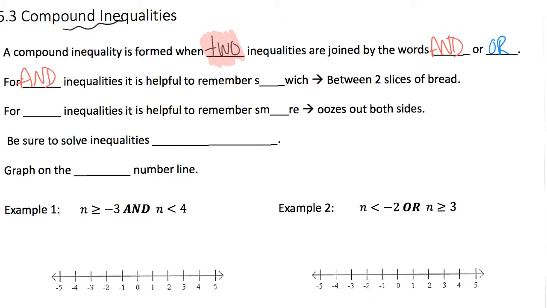For and inequalities, it's helpful to think about them like a sandwich. So it's between two slices of bread. What that kind of means is when we go to graph these inequalities, each dot, our open and our closed circle, think of those as our slices of bread. And the and one means they're both coming in towards the other one, so they're creating a sandwich effect.